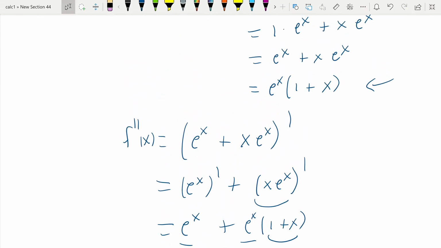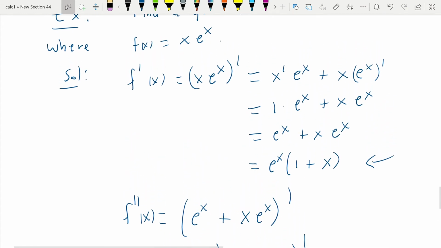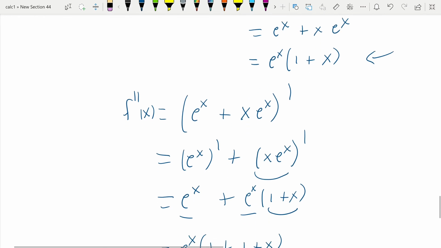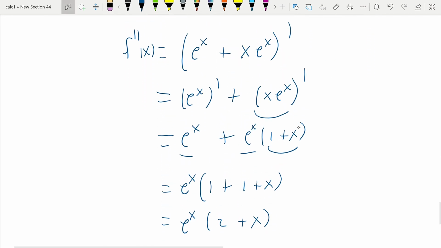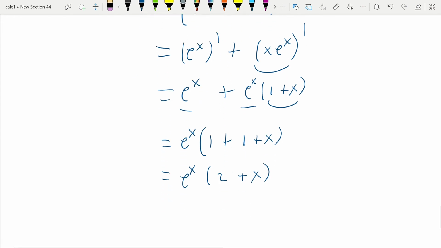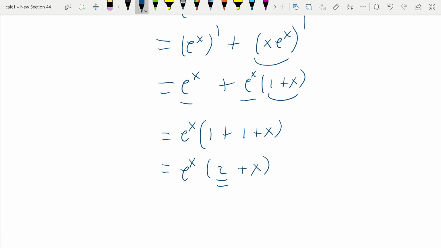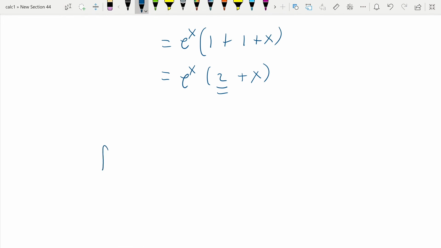Okay, so in this very short video, what I want you to notice is here you took the derivative of f once, and you got a 1 here. You took the derivative of f twice, and you got a 2 here. So if you're guessing that the nth derivative of f is going to be equal to e to the x times n plus x, you'd be right.